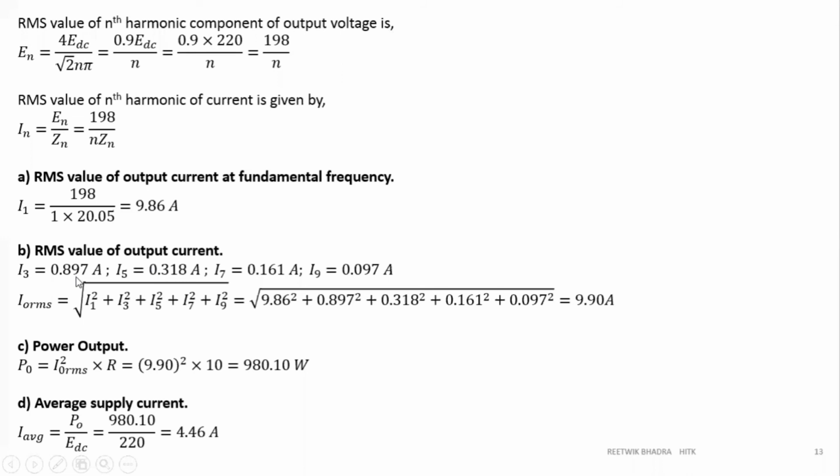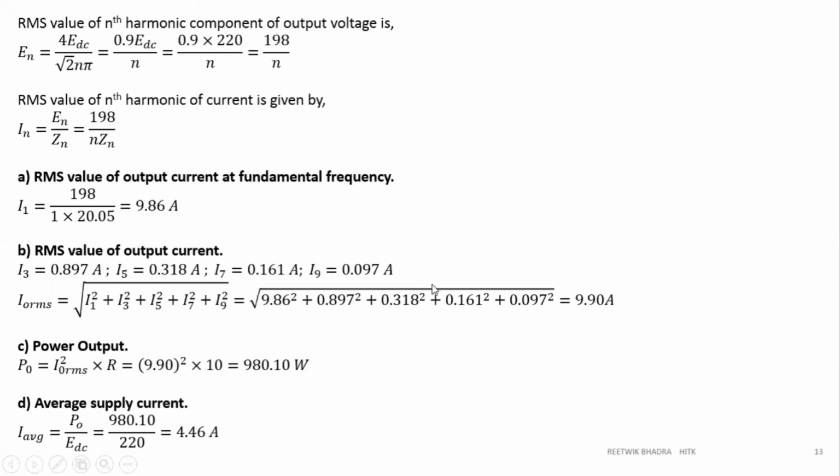Similarly, it goes on. We are told to find out the RMS value of output current. So you can find the square root of I1 square plus I3 square plus I5 square, up to I9 square. It has not been told that you have to use the first 5 harmonics, so we used 4 over here. You can use 5, 7, or 9 harmonics, whatever you want. The more you increase the number of harmonics, the closer this 9.90 will be to the actual RMS current by the integration method.